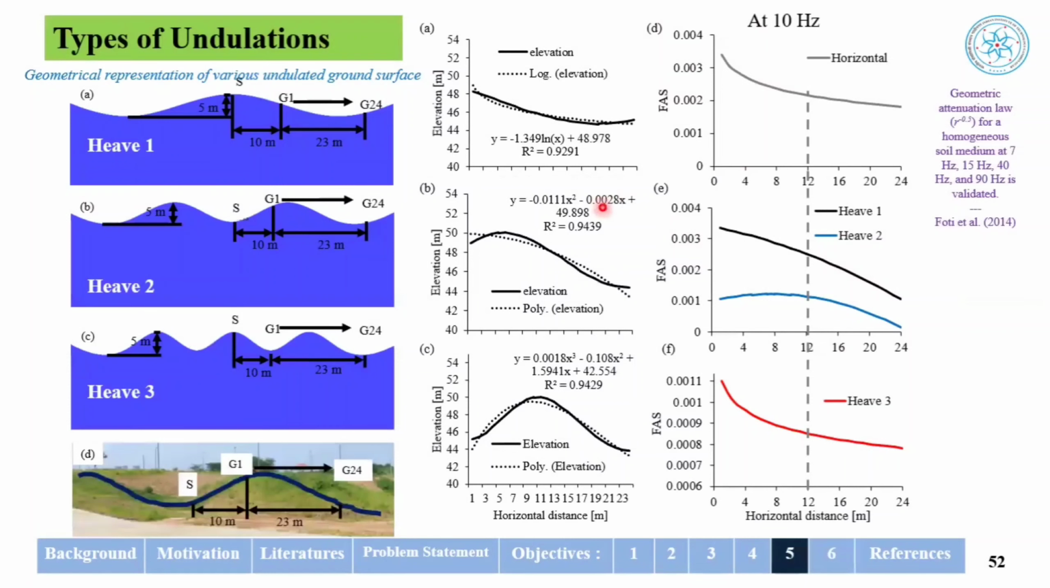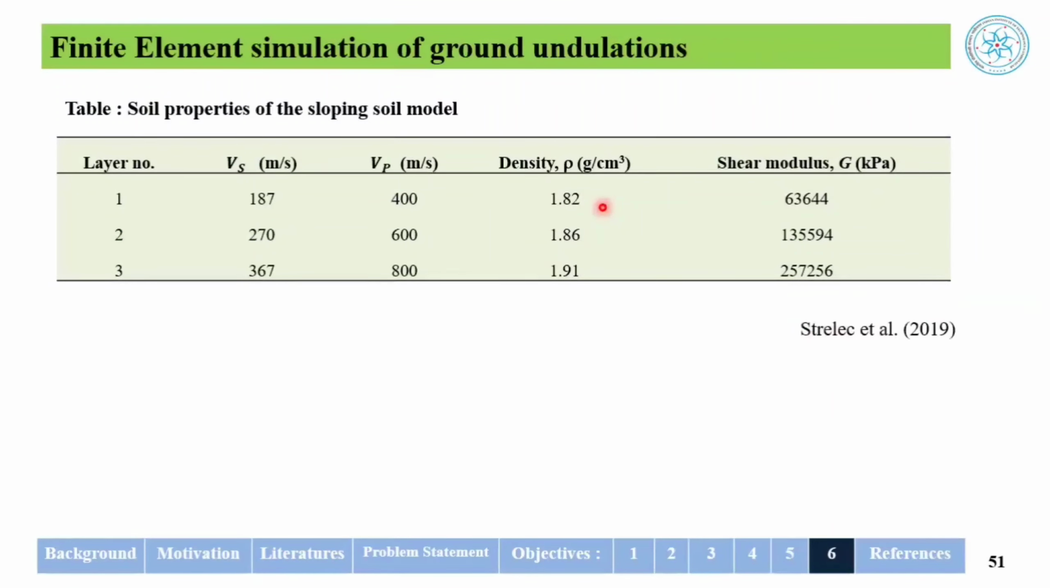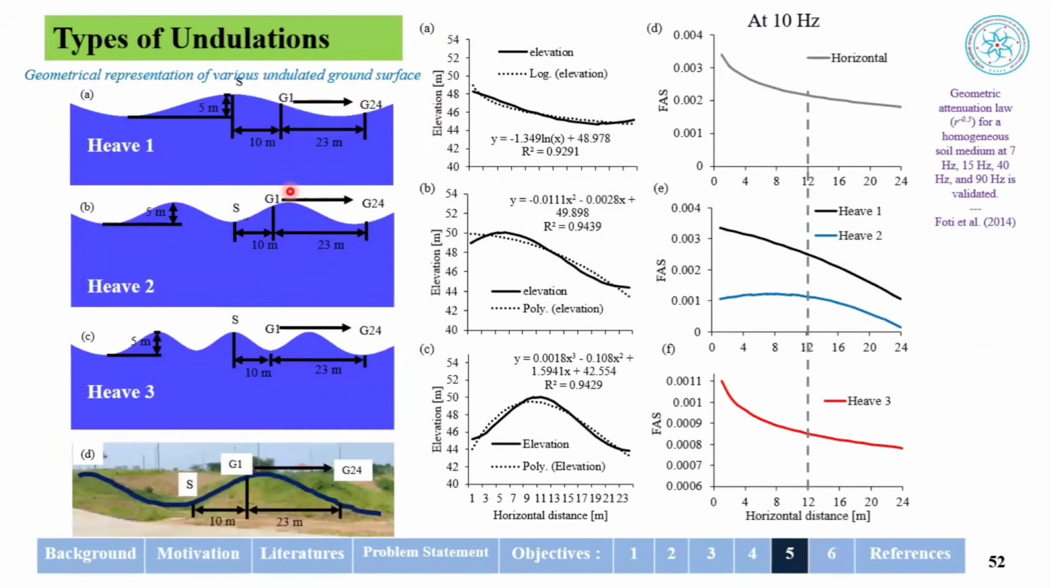For that, we have used finite element simulation, where first we analyzed a single layer model. Further, we demonstrated the applicability of this approach with a multi-layer model. These are the three undulations, heap 1, heap 2, and heap 3, which we have adopted. Heap 1 represents the logarithmic variation in the topography, heap 2 represents the square polynomial, and heap 3 represents the cubic polynomial.